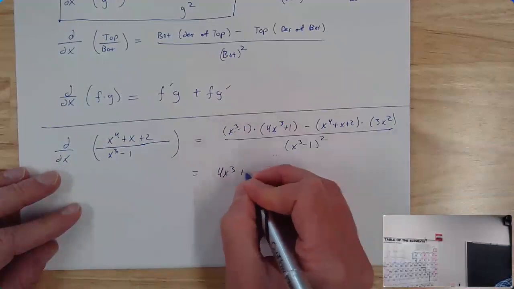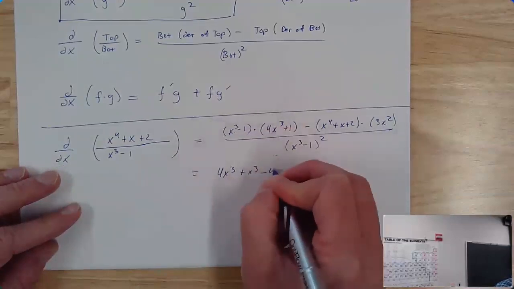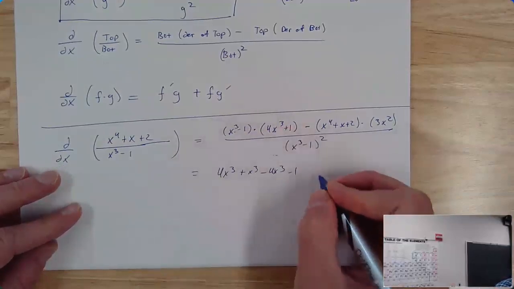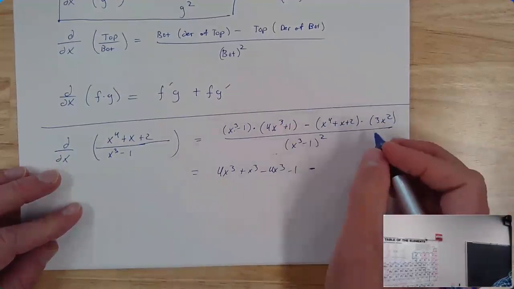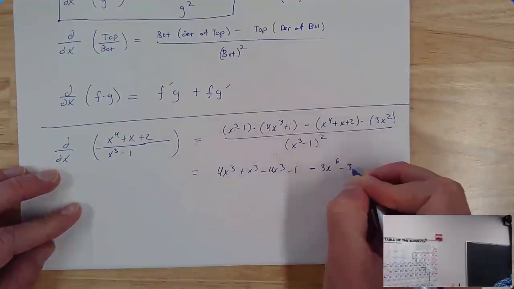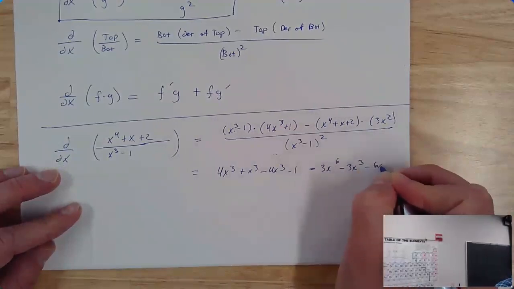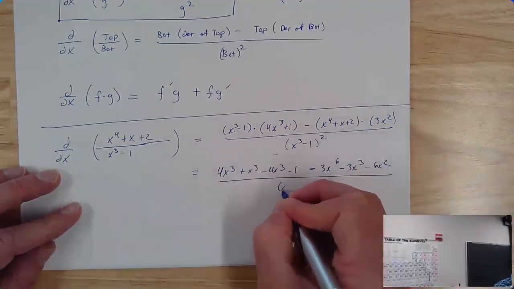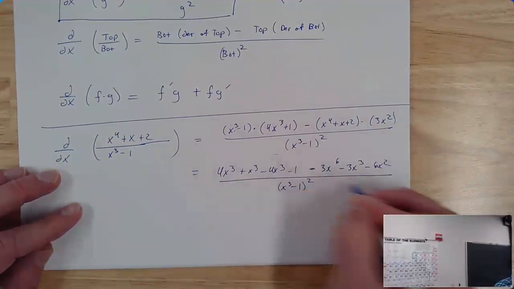x cubed times 1 is x cubed. Minus 4x cubed. Minus 1. Minus, and then each of these things gets multiplied by 3x squared. So you have a minus 3x to the 6th, a minus 3x cubed, and a minus 6x squared. I don't want to multiply out the bottom because it's usually considered more simplified just to leave it like that.